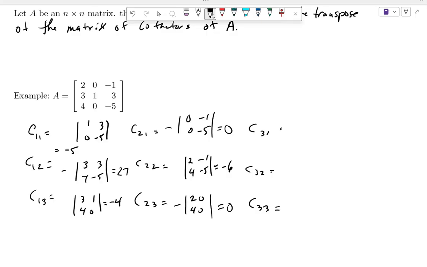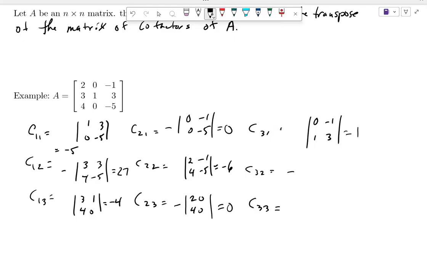3, 1. 2, 0, 3, 1. 0, 1, 0, 0. Good. Yeah, because we're in row 3, column 1. Positive or negative out in front? Positive, so we get 1 when we're done.